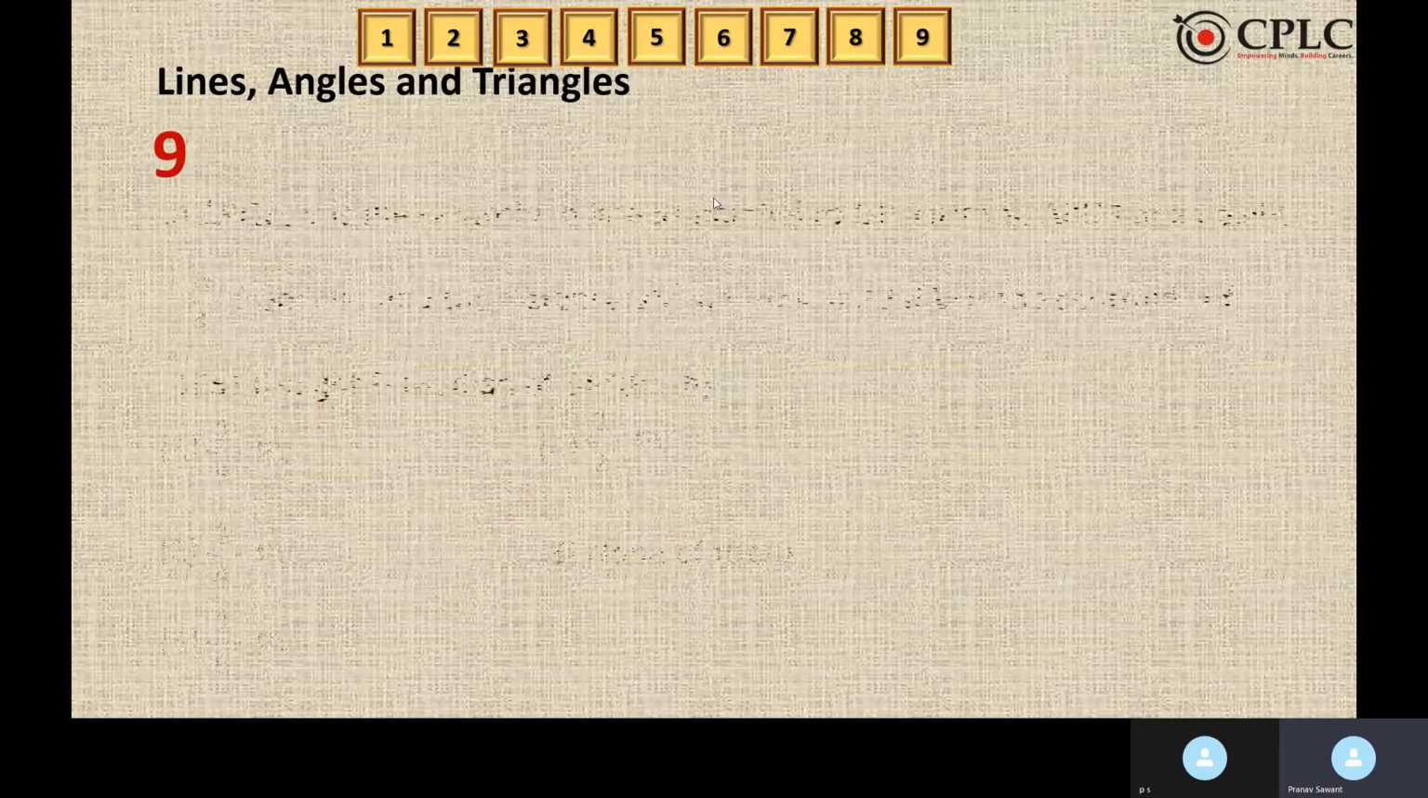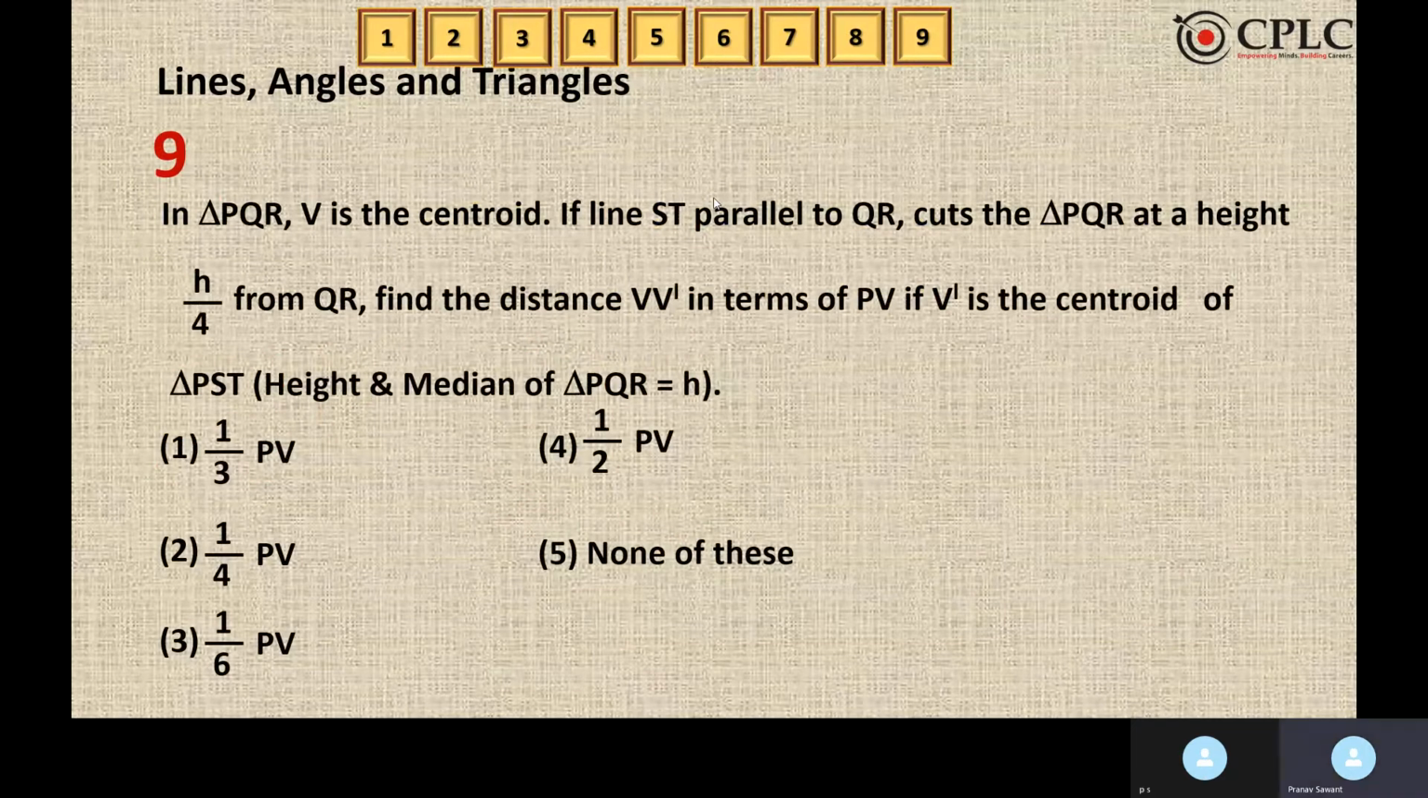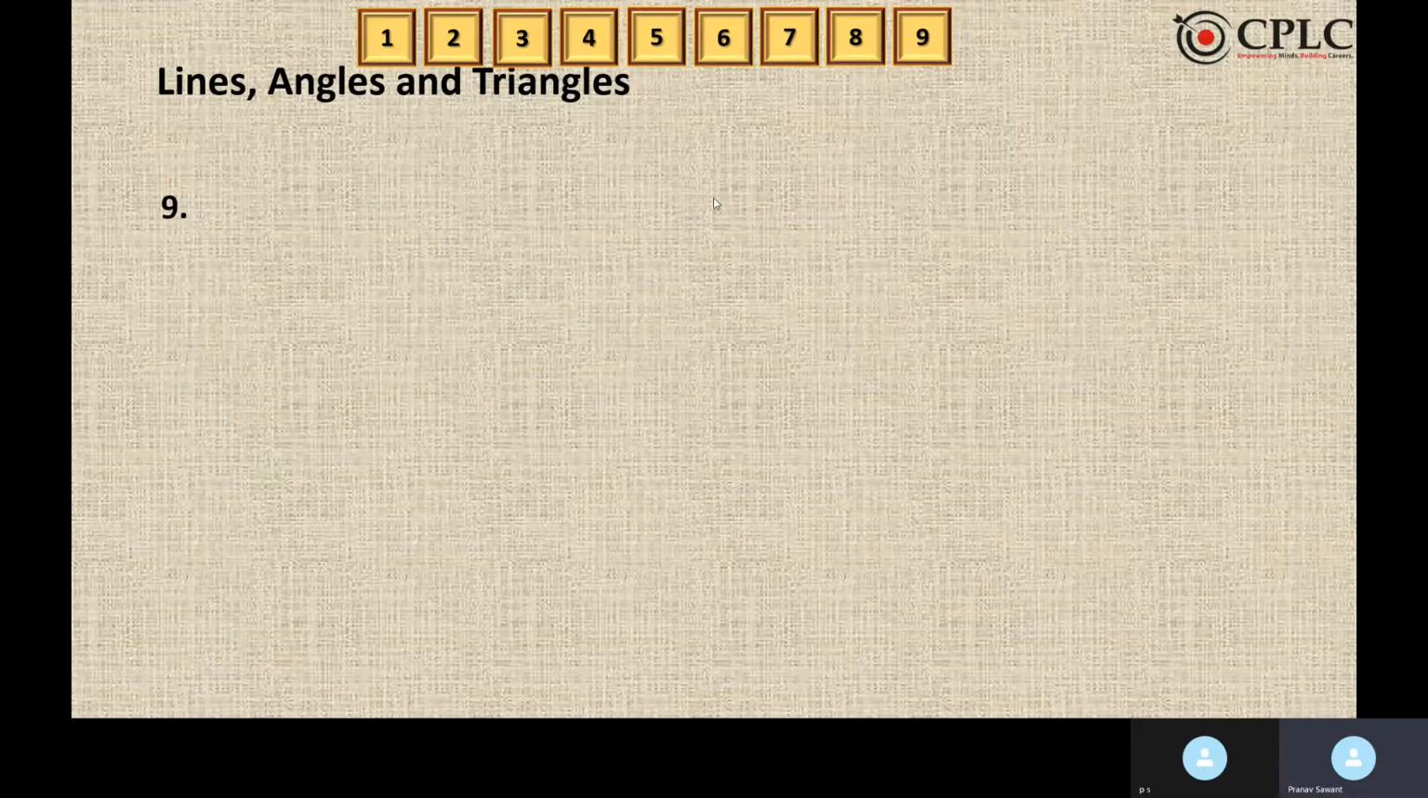Moving to the 9th question. In triangle PQR, V is a centroid. If line ST parallel to QR cuts the triangle PQR at a height h by 4 from QR, find the distance VV1 in terms of PV if V1 is the centroid of triangle PST. The height and median of triangle PQR is equal to h. Now, this is a triangle that we have.